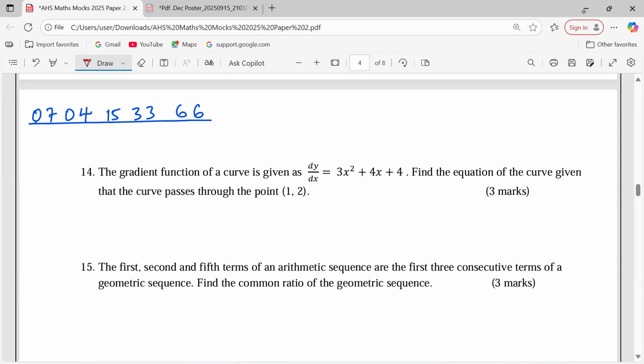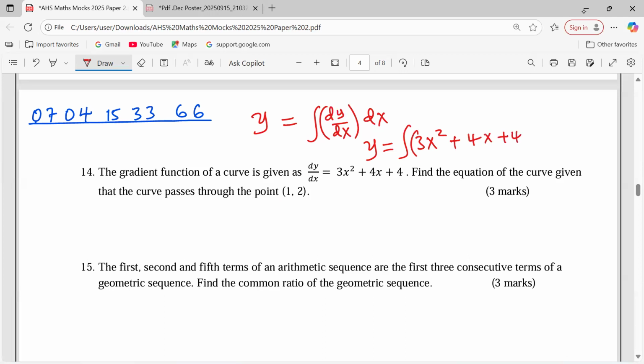How do we get back to the function? By integrating what has already been differentiated. So the reverse process of differentiation is integration. So to get back to y, we're supposed to integrate the gradient function with respect to x. So y shall be the integral of 3x squared plus 4x plus 4 with respect to x.